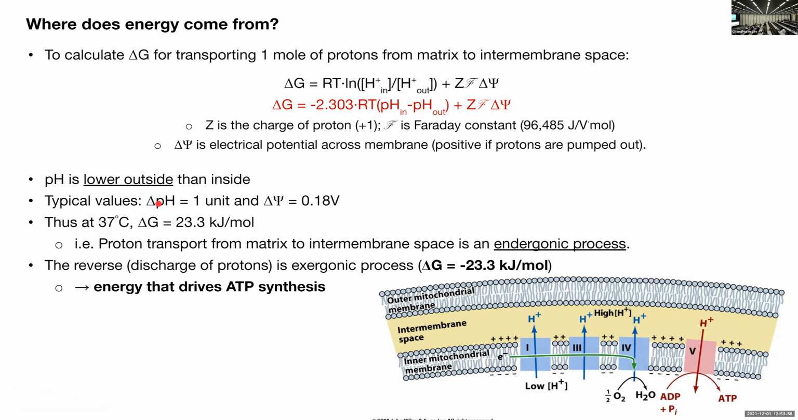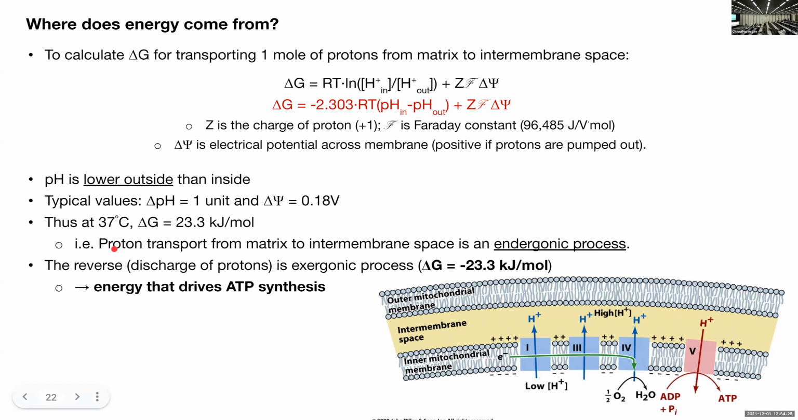And the typical value for the delta pH, which is right here, pH in minus pH out, is about 1. So we can use number 1 here. And delta psi is around 0.18, so we can put that in here too. And the rest of the other values are already known: the gas constant, and the temperature, which is 37 degrees in the cell. You can derive the delta G here, which is 23.3 kilojoules per mole.